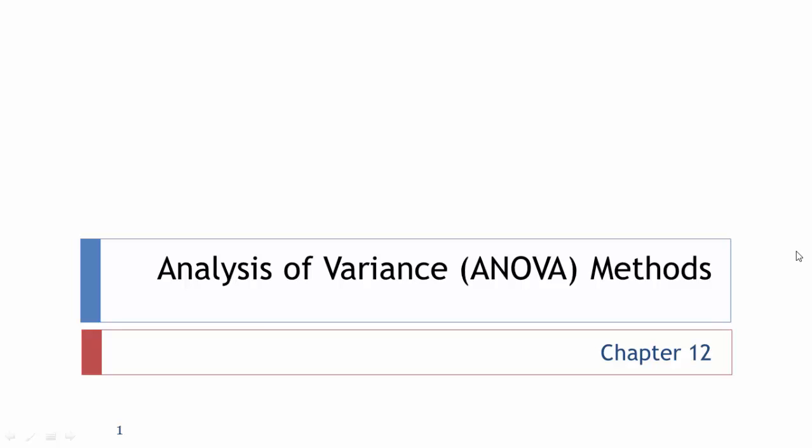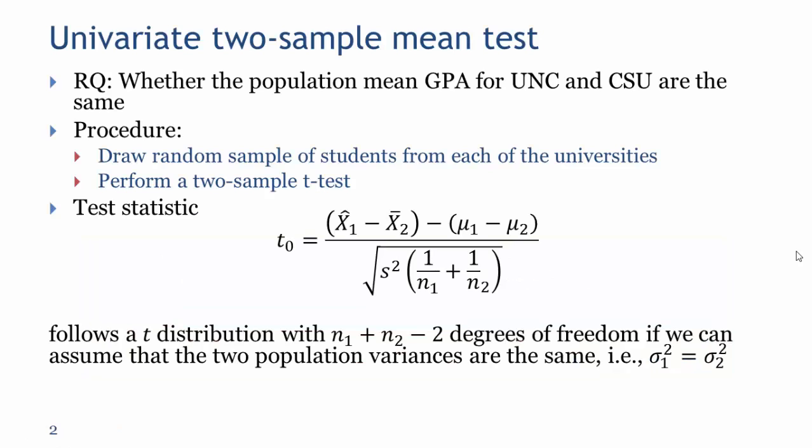In this presentation, I will talk about the analysis of variance methods. You'll find that in chapter 12 of your textbook. We covered the univariate two-sample mean test, where we tested hypotheses about two population means, and we tested whether these two population means are equal or not. For that, we used a t-test statistic.